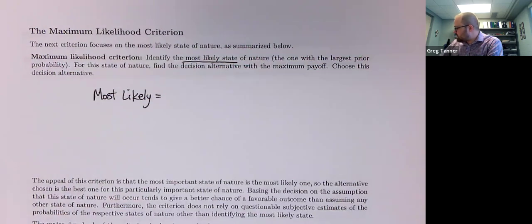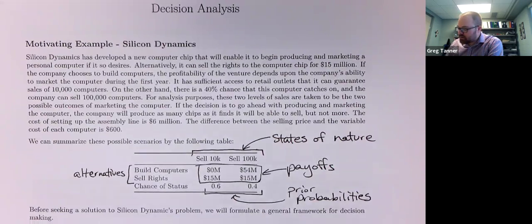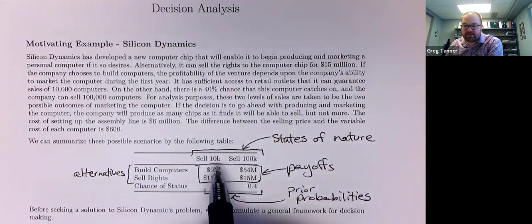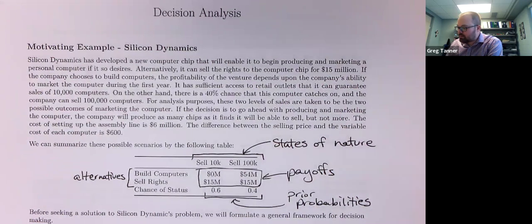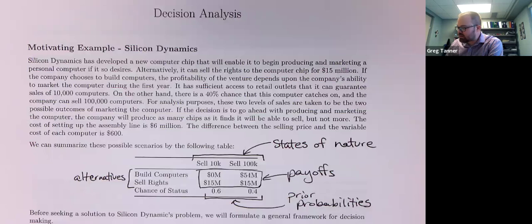If we look back at our prior probabilities, we had a prior probability of 0.6 or 60% for only selling 10,000, and we had a prior probability of 40%. 60% is more likely than 40%, and so we're going to say that selling 10,000 is our most likely state.